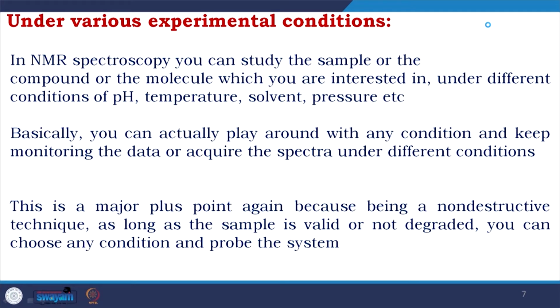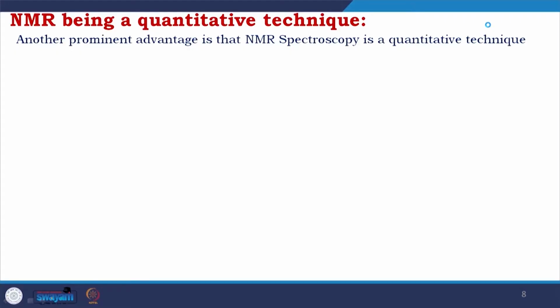So, it is easy to do a lot of conditions, a lot of variations, in a more user friendly way than even with some instrument where you could do different conditions, but you have to prepare samples for individual conditions. In addition to that, NMR is also a quantitative technique. So, another prominent advantage is that NMR spectroscopy is a quantitative technique.